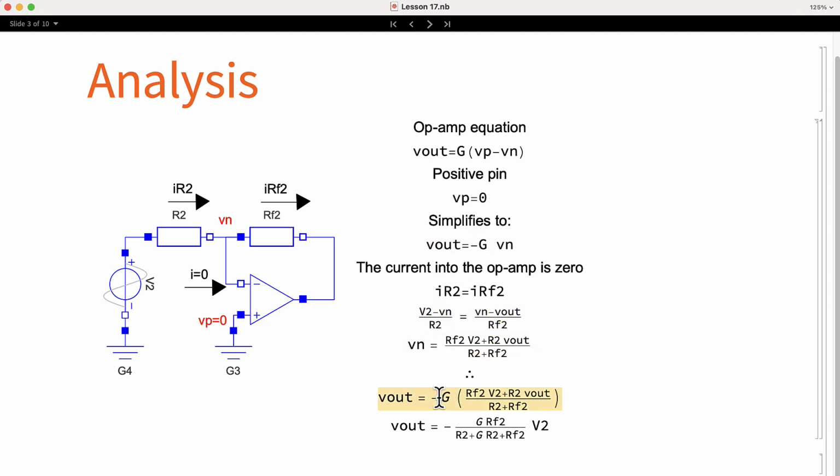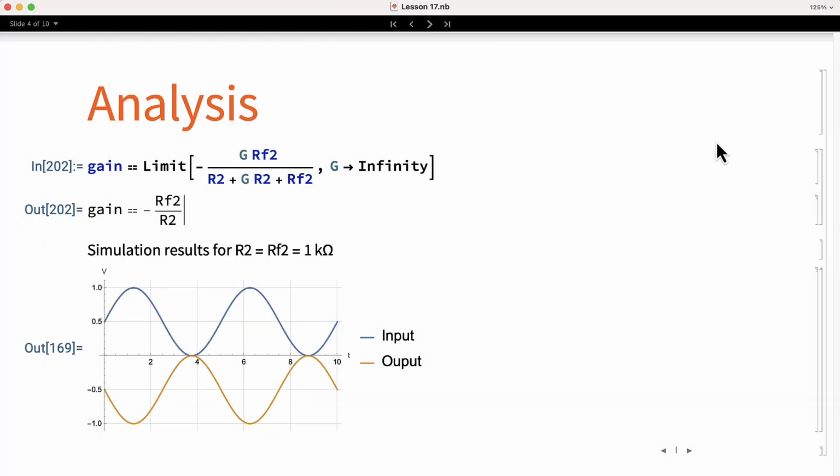Once we have replaced the value, we can solve for Vout. We can see that this equation still depends on the amplifier gain G. We will calculate the limit when the amplifier gain tends to infinity in order to simplify the formula. Here you can see the result. When the amplifier has a very large gain, we can approximate the formula of the inverting amplifier to the following.